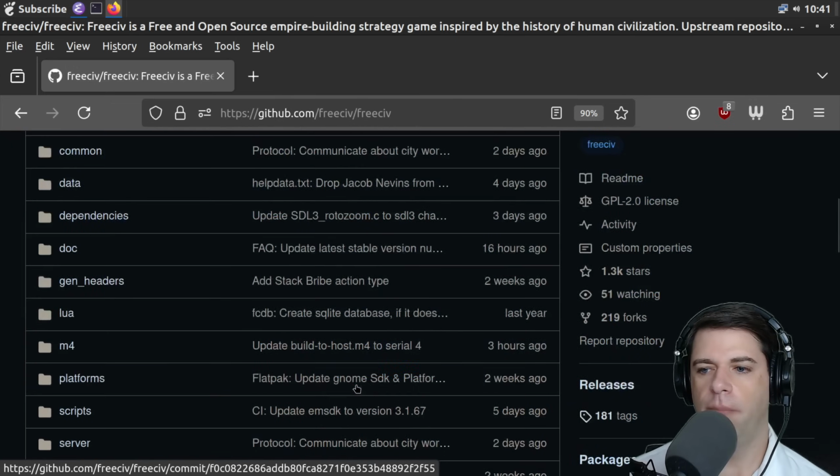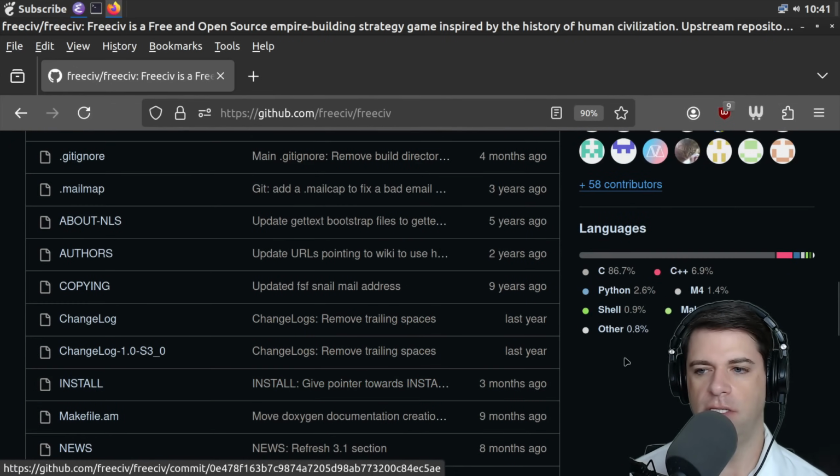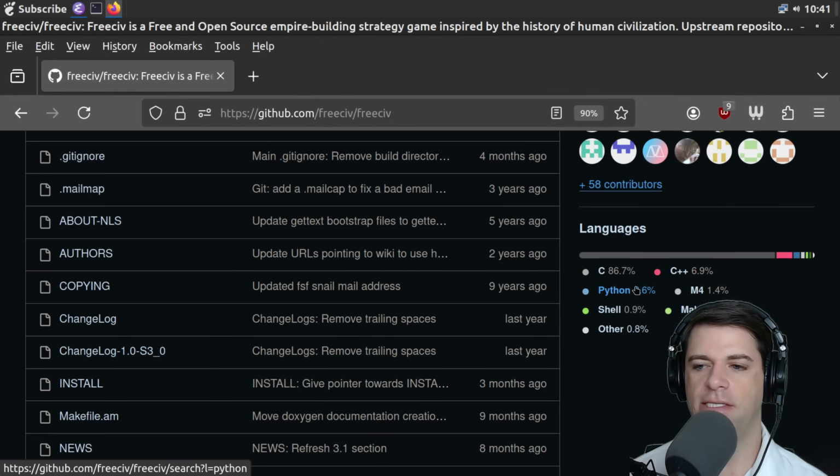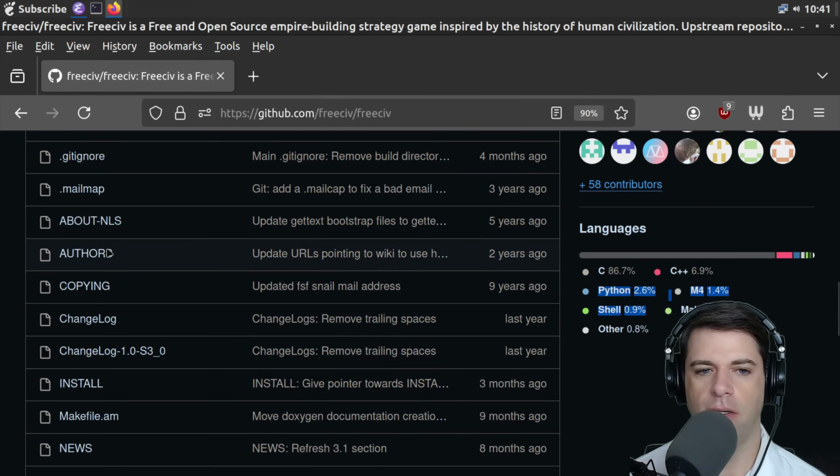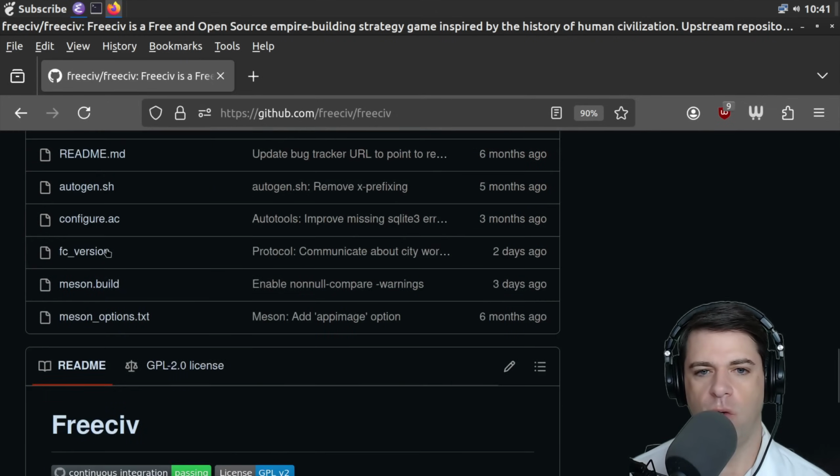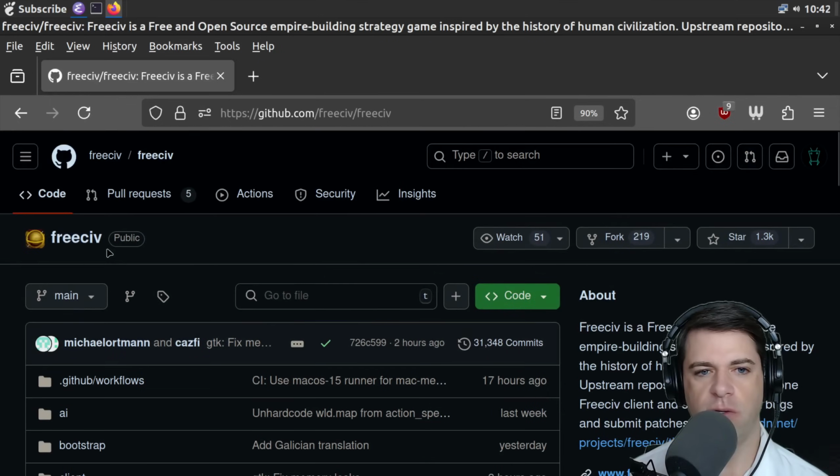Okay, so I believe it's in C. Is it in C? Yeah, C. 86.7% C. Almost 7% C++. Is that the red? And then a little bit of Python, presumably for things like build scripts and testing. A little bit of shell, presumably the same sort of thing. And that's all. And I don't know where all of the cool stuff is going to be.